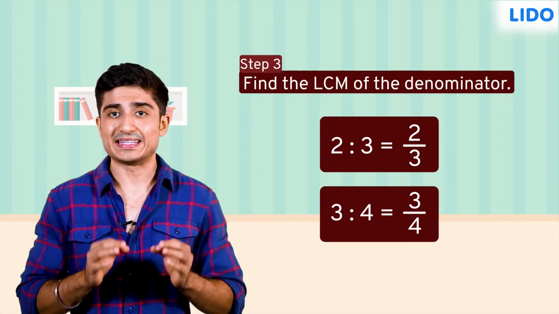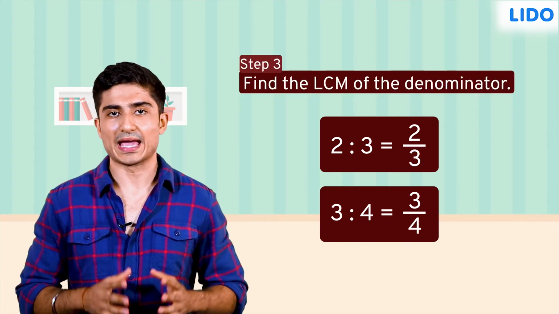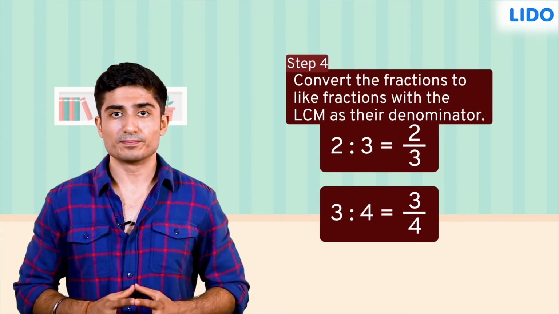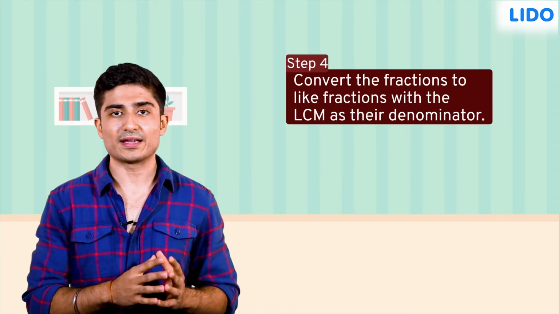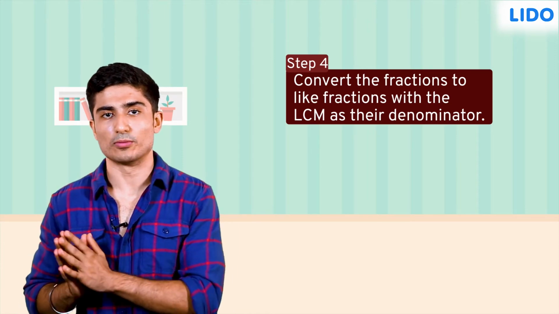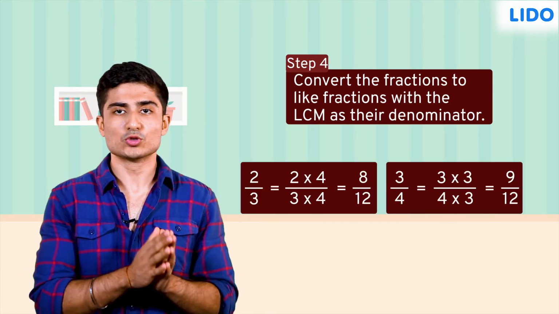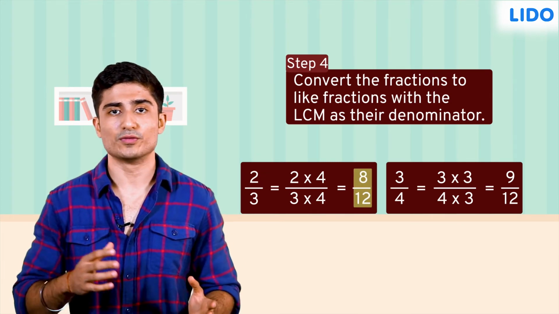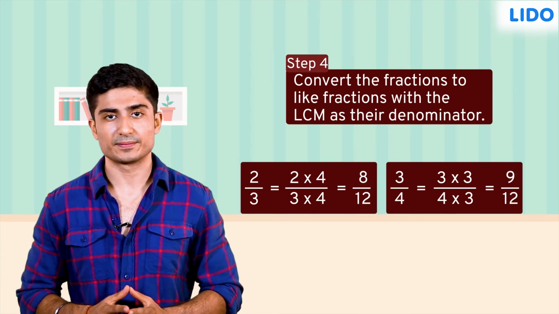Step 3. Find the LCM of the denominators. The LCM of 3 and 4 is 12. Step 4. Convert the fractions to like fractions with the LCM as their denominator. On converting 2/3 and 3/4 to like fractions, we get 8/12 and 9/12.